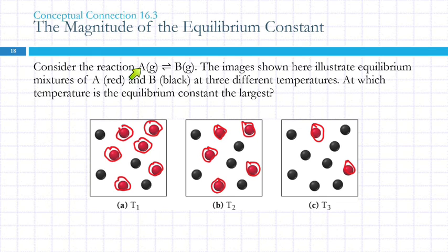Okay, this is representing A forming B, and A are the red ones and B are the black ones. And this is at 3 different temperatures, temperature 1, 2, and 3. At which temperature is the equilibrium constant the largest? Well, what does a large equilibrium constant mean? More products. And what's the product in this? It's B, the black one, right? So which of these has more black ones relative to red ones? C. That make sense?